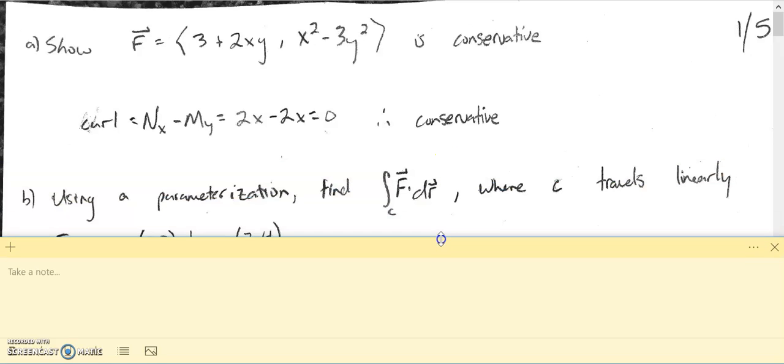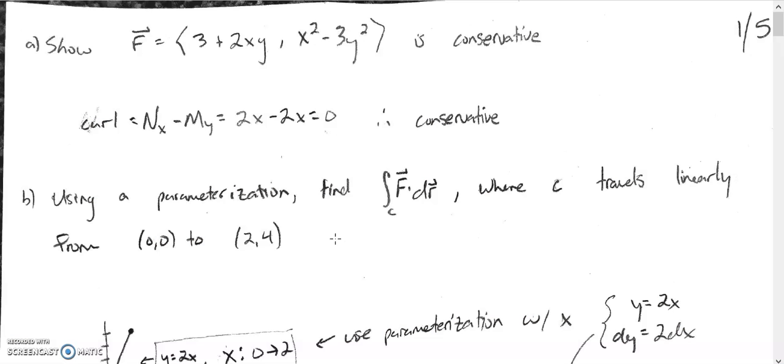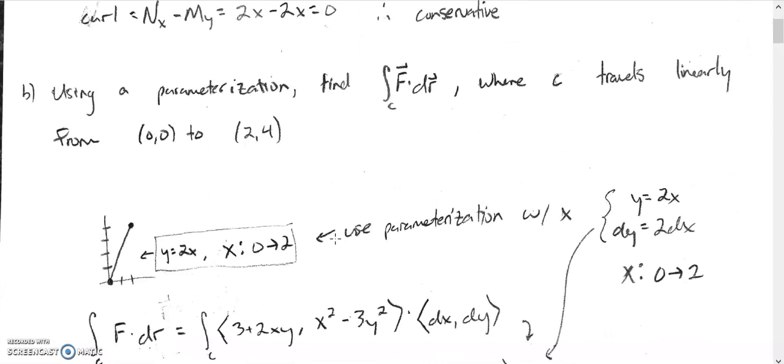So let me move this down out of the way. Part B is to use a parameterization. Using a parameterization, I want you to find the integral of f dotted with dr, where c travels linearly from 0, 0 to 2, 4. So here's another spot. You're going to pause it. You're going to try it. All right, I'm going to show the solution.